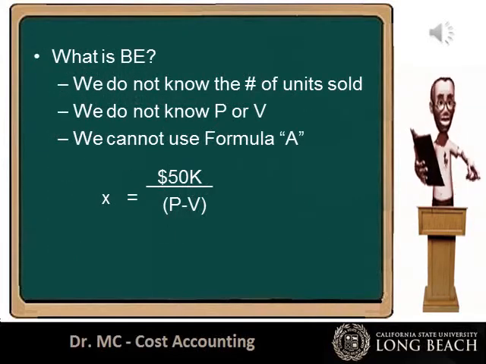We don't know the number of units sold. So, we cannot convert the gross numbers into per unit numbers. If we don't know the price of one unit, and we don't know the variable cost for one unit, then we cannot use Formula A. All we know is the total fixed costs of $50,000.